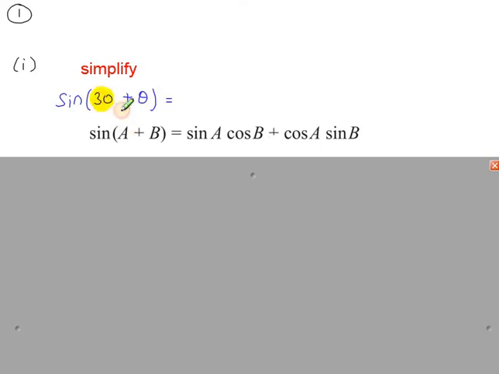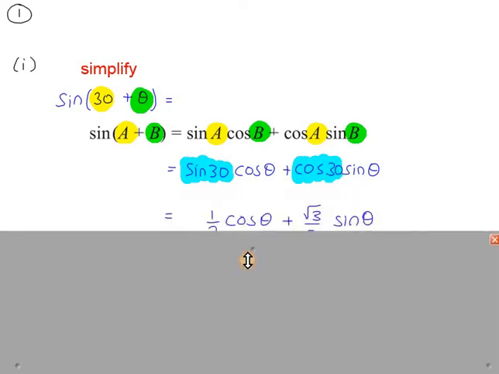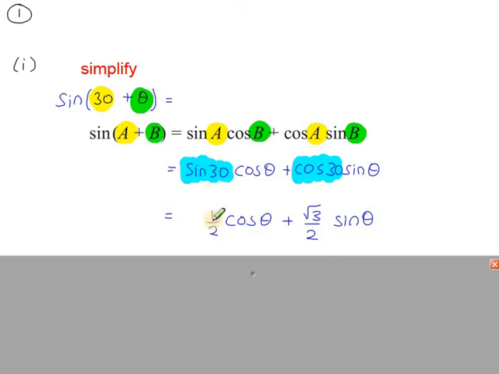So 30 degrees is angle A, so we need to put 30 here and here, and then theta is B, so we need to put theta here and here, so we get this. Now there are some terms that we can simplify, so sine 30 and cos 30, you can get the exact values from your calculator like this. So sine 30 is a half, cos 30 is √3/2.